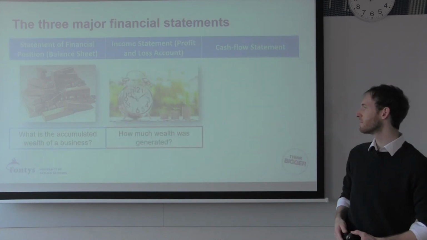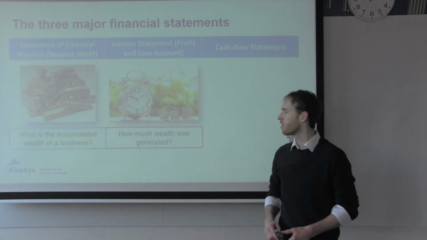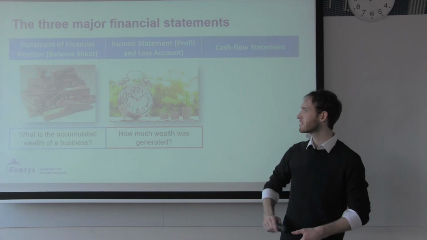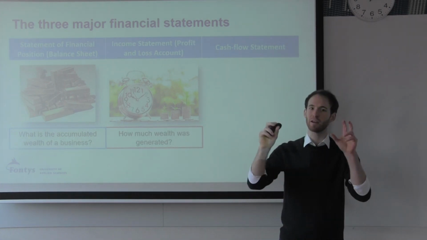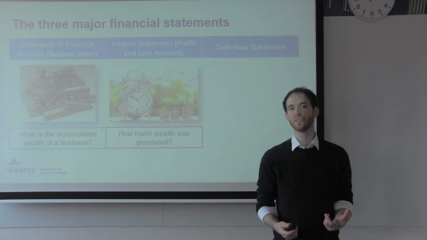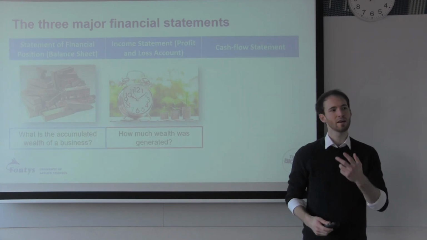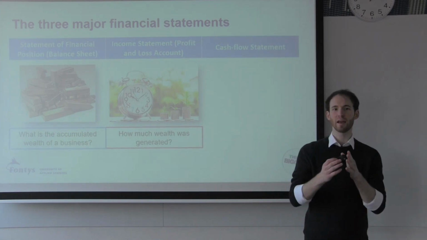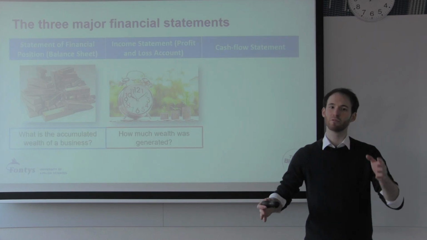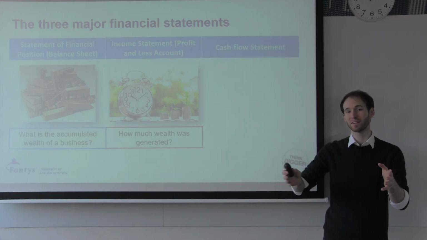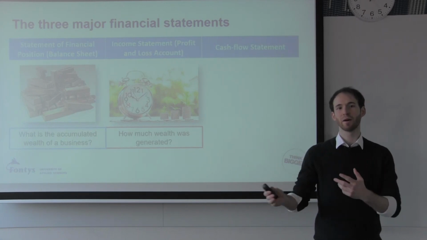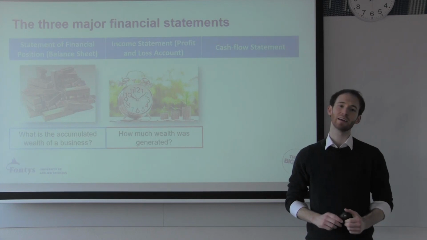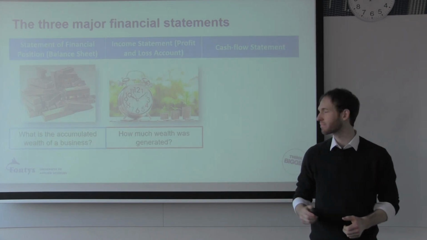Then we look at the income statement, which is actually about how much wealth was generated over time. So the difference between the first one, the balance sheet, and the income statement is that the balance sheet is basically a snapshot, a photo of the company at a certain point in time. So you make a photo of the company and say the wealth at this point in time is so much. And income statement just looks at a period of time. So from this point in time to this point in time, basically a certain amount of wealth was generated. So this is about a time period. And the first one actually is about just a moment in time.